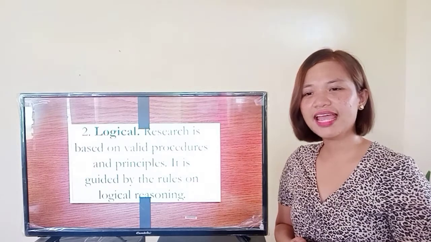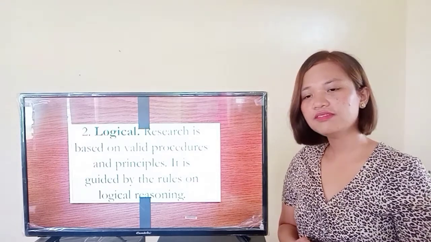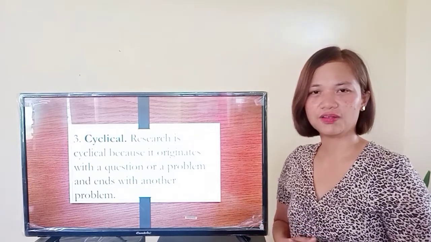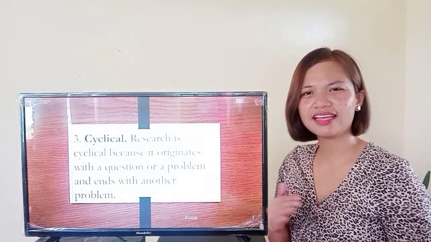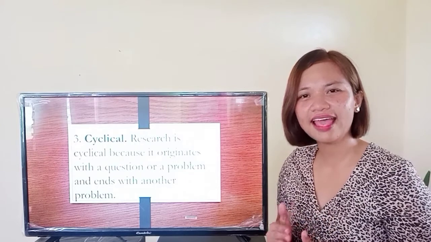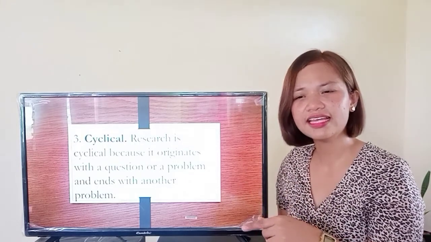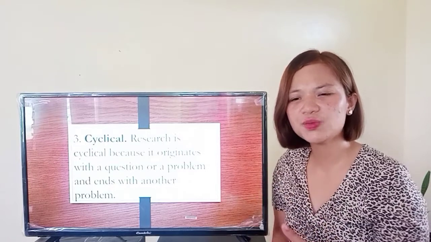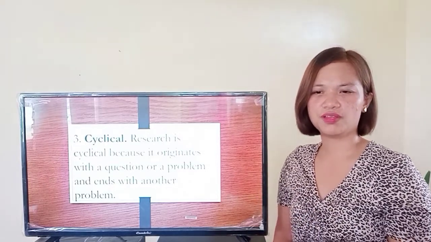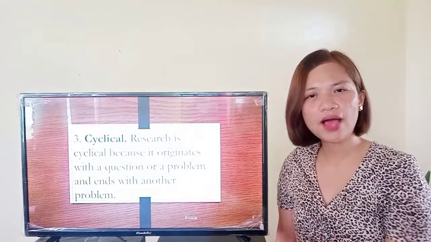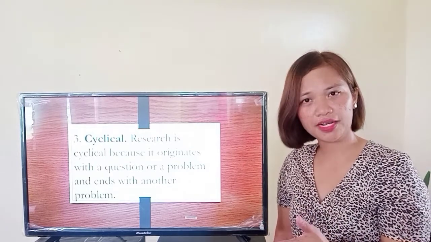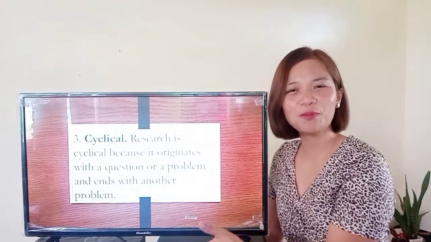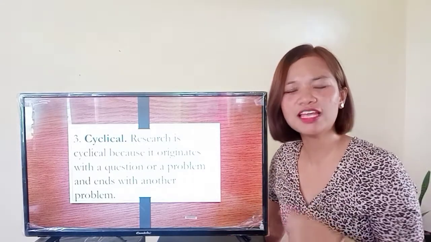Alright. Next, we have the third characteristic, which is cyclical. Okay. Ano bang sinasabing cyclical? From the word cycle. Research is cyclical because it originates with a question or a problem and ends with another problem. Okay. Tandaan ha, kapag gumawa ka ng research paper, ng study, dapat magsisimula ka sa problema, di ba? Problema muna yung isipin mo.